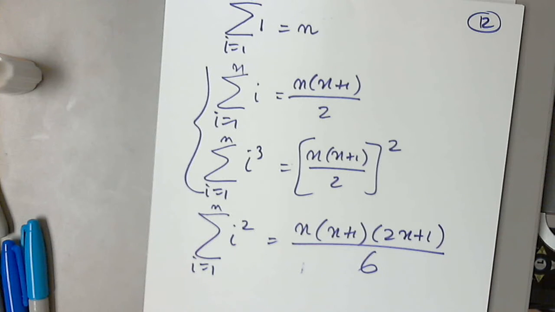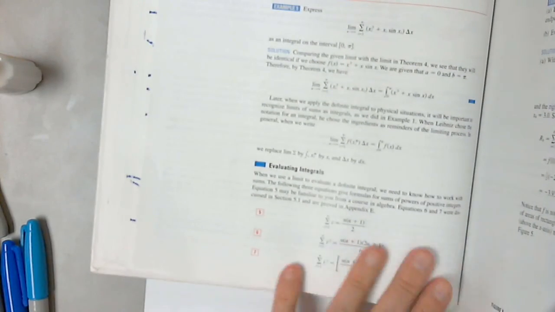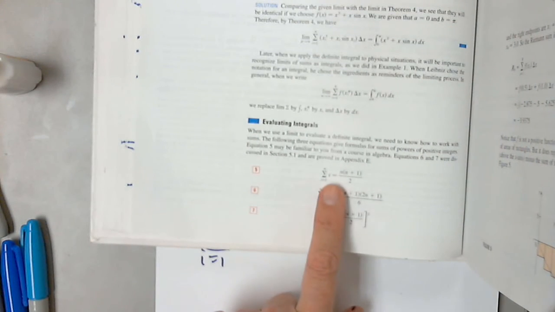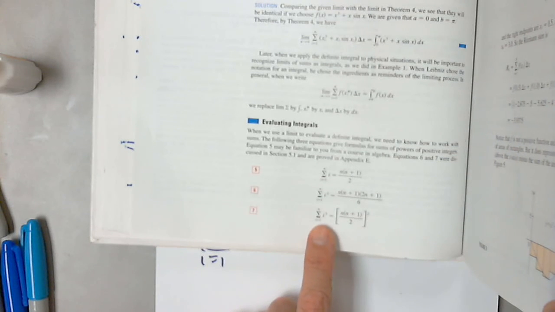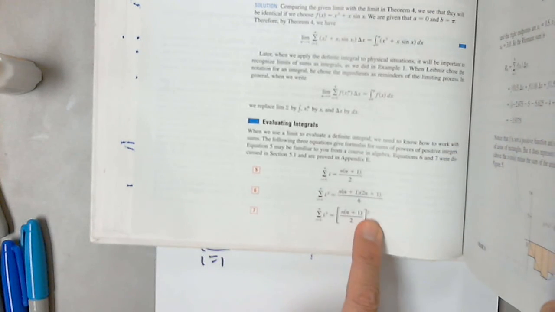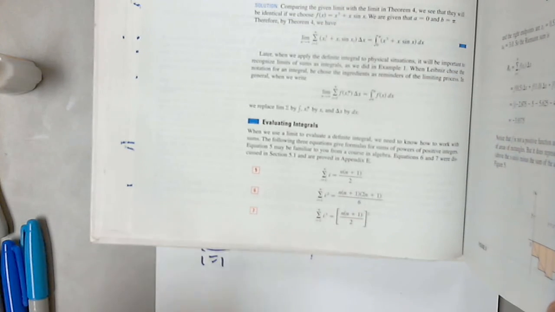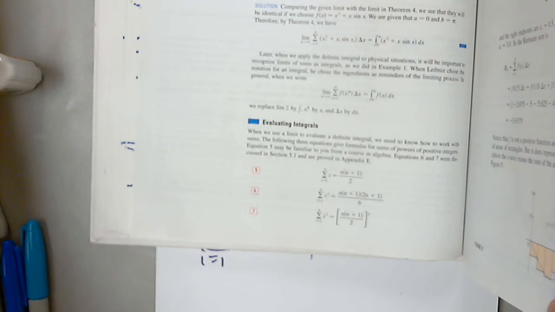In case you forget, I'll tell you where they are in your book. On page 374. For some reason, I don't see the sum of 1. I don't know, it's probably there. I just don't see it at this moment. So the sum of i is n(n+1)/2, the sum of i squared is n(n+1)(2n+1)/6, and the sum of i cubed, the same thing as the first, but squared. So page 374. Is that okay?